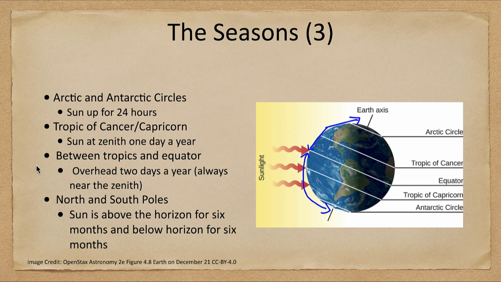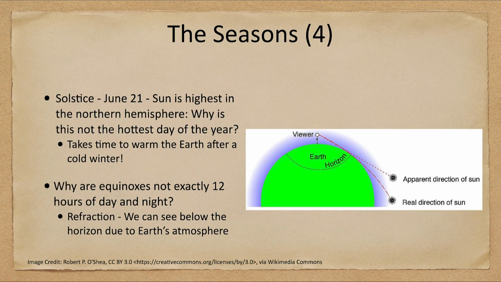Now, the last thing we want to look at here is the equinoxes and solstices. Well, first of all, at the solstice on June 21st, the sun would then be highest in the sky. Why is this not the hottest day of the year? The sun would be highest in the sky and it's up above the horizon for the longest time. You would think that it would be the hottest day of the year. However, it's usually hotter for the northern hemisphere in July and August after this time.